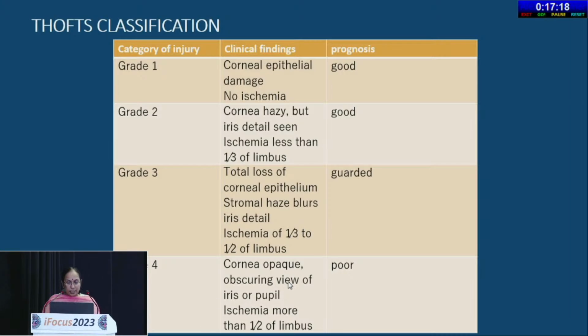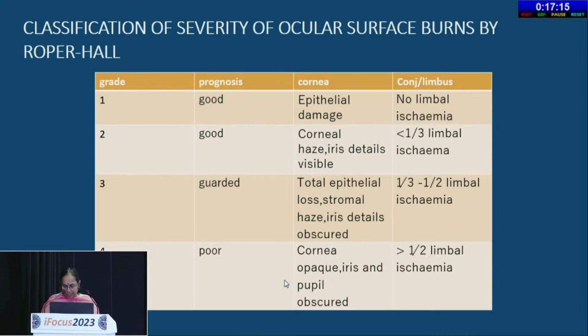Poor showing: the cornea is opaque and you can't see anything inside, and there is more ischemia. Whereas the modified Roper Hall's classification is what caused Dr. Dua to modify. As all of you know, grade 4 Roper Hall may actually have a good prognosis in some of the cases. So Dua classified the 4 into 4, 5, and 6.